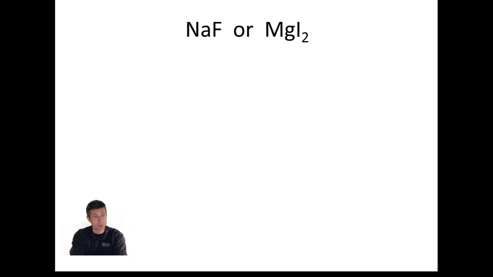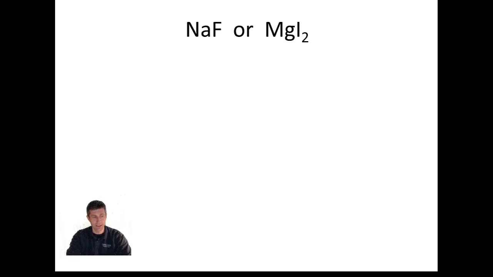Lastly, let's see what happens when we put these two together. We've looked at charge and distance. Well, what happens when we have two that differ in both charge and distance? Here's sodium fluoride and magnesium iodide. Sodium is +1, fluorine is -1. Fluorine is very small, sodium is very small.